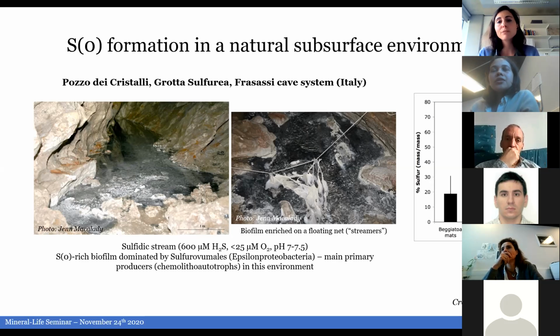I just wanted to add to that discussion. If I understood correctly, Julie, you showed that the location of the extracellular precipitates can be far away from the cell itself. Mm-hmm.